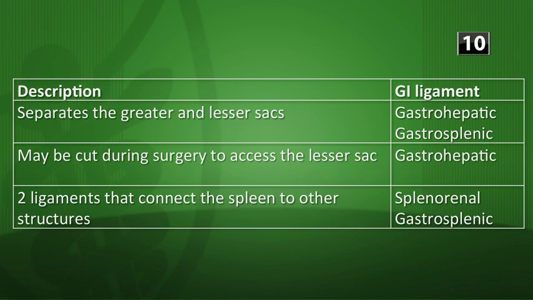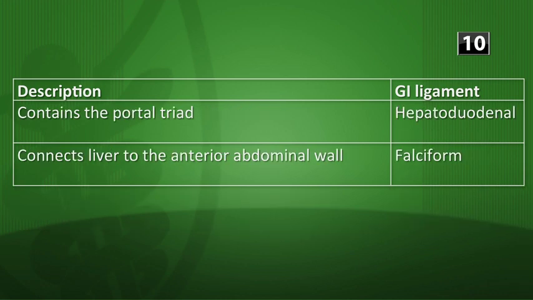And then the last question, which GI ligaments match the following descriptions? So the ligaments that separate the greater and the lesser sacs of the peritoneal cavity are the gastrohepatic ligament and the gastrosplenic ligament. The ligament that may be cut during surgery to access the lesser sac is called the gastrohepatic ligament. Two ligaments that connect the spleen to other structures are the splenorenal ligament and the gastrosplenic ligament. The ligament that contains the portal triad is the hepatoduodenal ligament, and the one that connects the liver to the anterior abdominal wall is the falciform ligament.